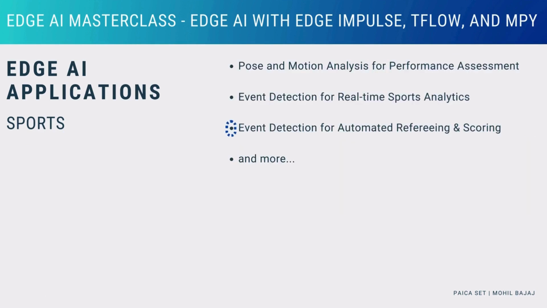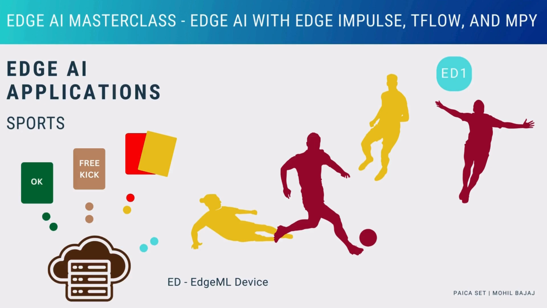One final application to discuss is the automated refereeing and scoring system. Sports are a big part of our lives now, and an incorrect referee or umpire decision can not only break the hearts of millions of fans, but also have a big impact on the careers of teams and players. One way to reduce errors is to use Edge AI.